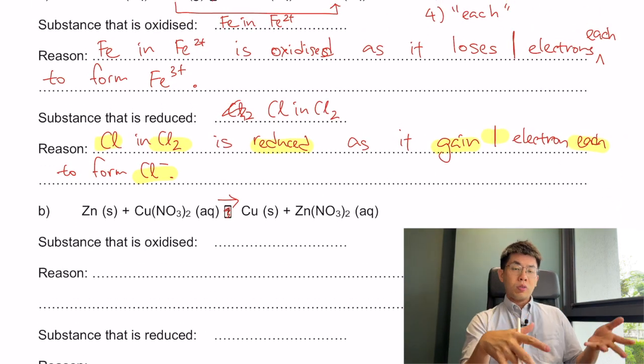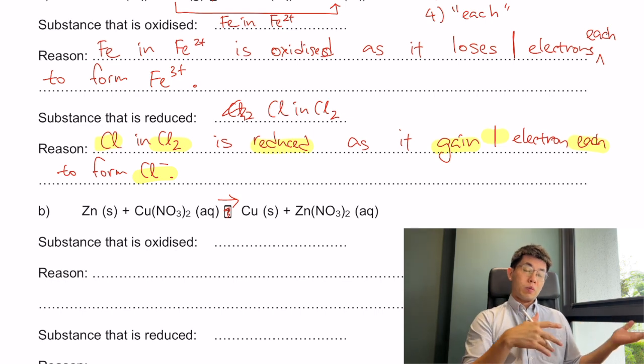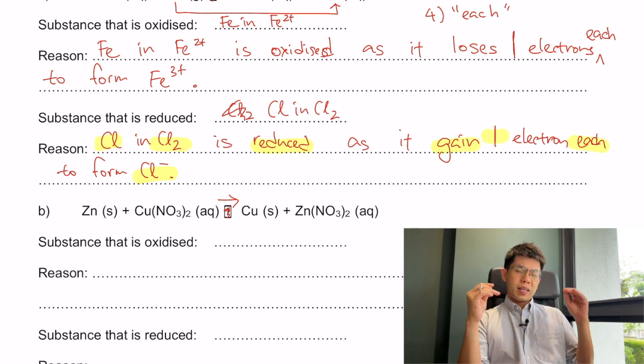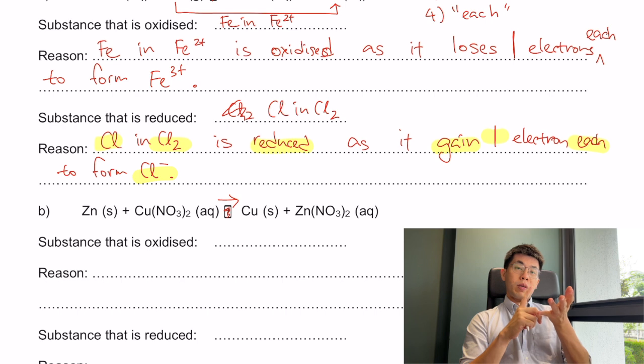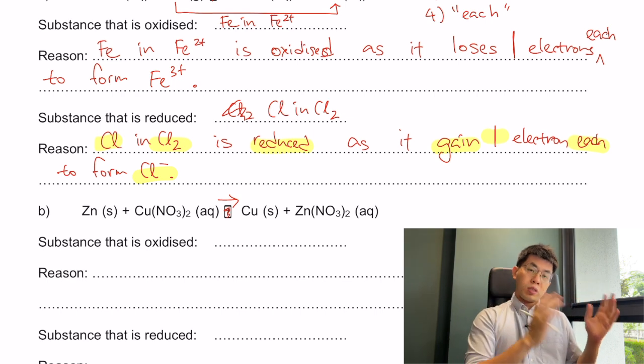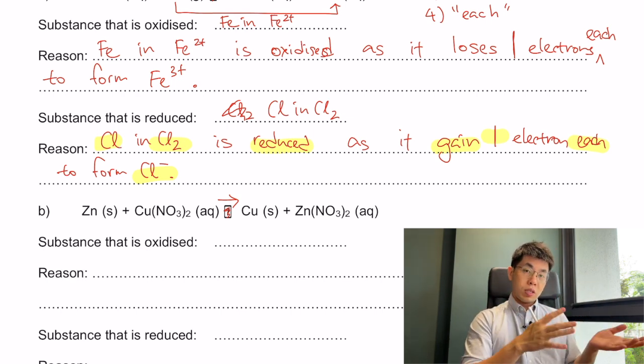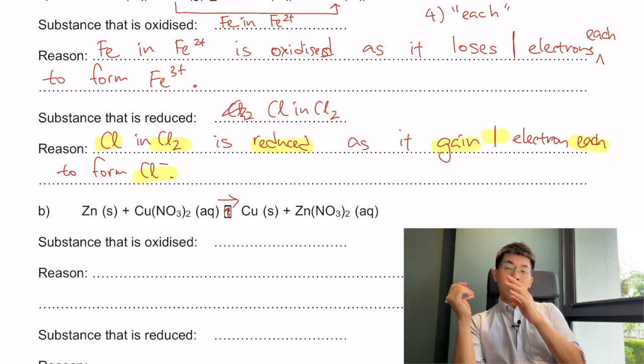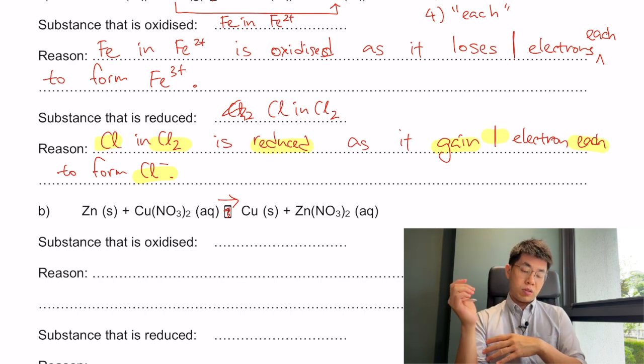Some of you might be asking, Mr. Benjamin, why do I need to write this explanation? Why can't I write the other explanation? Most questions will explicitly tell you whether they want you to explain using oxidation states or using electron loss. If they ask you to explain using oxidation state, you need to explain using oxidation state. If they want you to explain using electron loss, you must use electron loss.